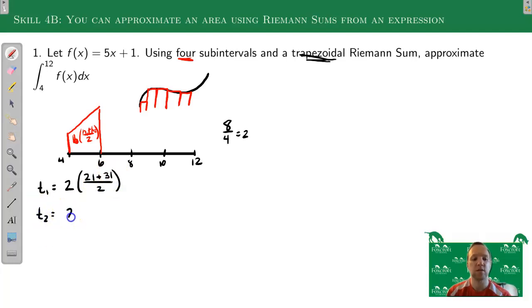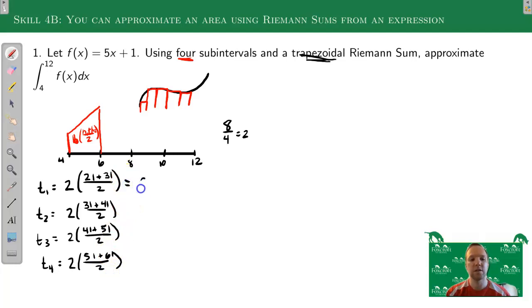All right, next trapezoid has a width of 2. The left-hand height we already know is 31 because that's when I plug 6 in. And the right-hand height is going to be 41 because that's when we plug 8 in. All right, so that's my next trapezoid. My third trapezoid, width of 2, that's not going to change. Left height is 41. Right height is when I plug 10 in, that's going to be 51. I'm just averaging those. And the fourth trapezoid, width of 2. On the left, I plug in 10. On the right, I plug in 12. And now it's just a bunch of simplifying this trapezoid. The average of 21 and 31.